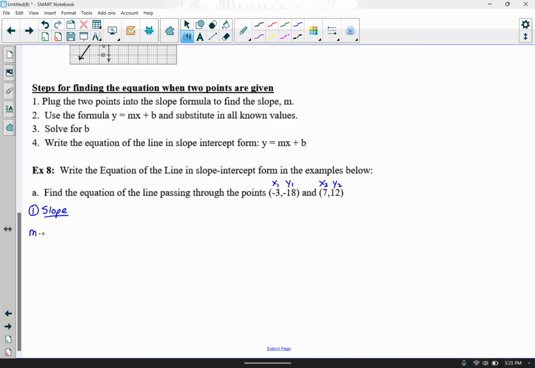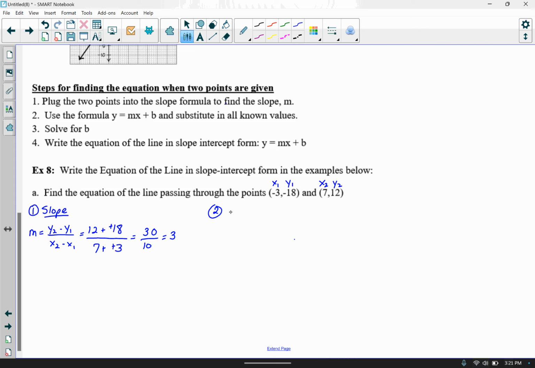So to find my slope, let's plug in what we know. So y2, 12 minus y1 on the bottom, x2 minus x1. Up top, those two negatives turn into a positive, 30. On the bottom, those two negatives turn into a positive 10. 30 divided by 10 just gives us 3. So we've got our slope.